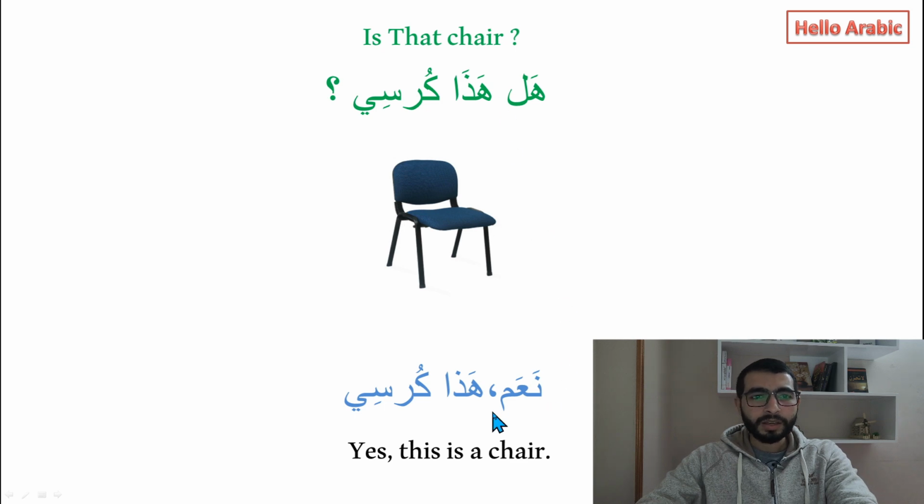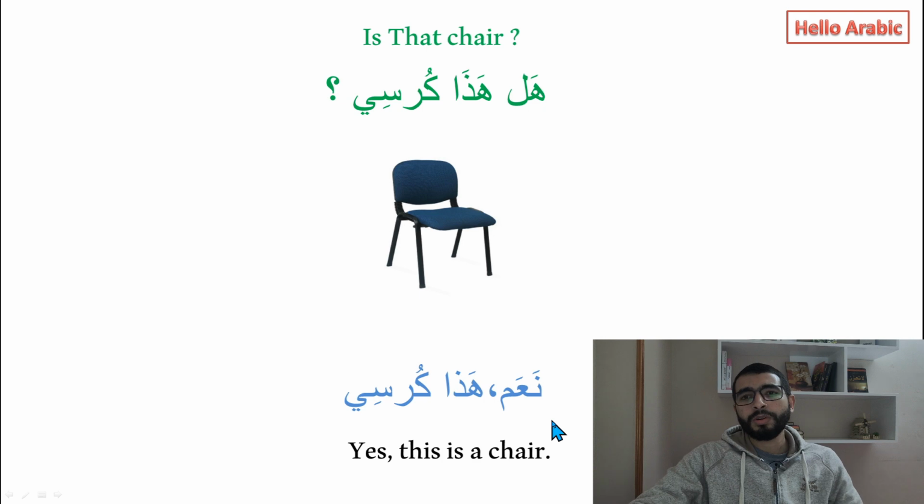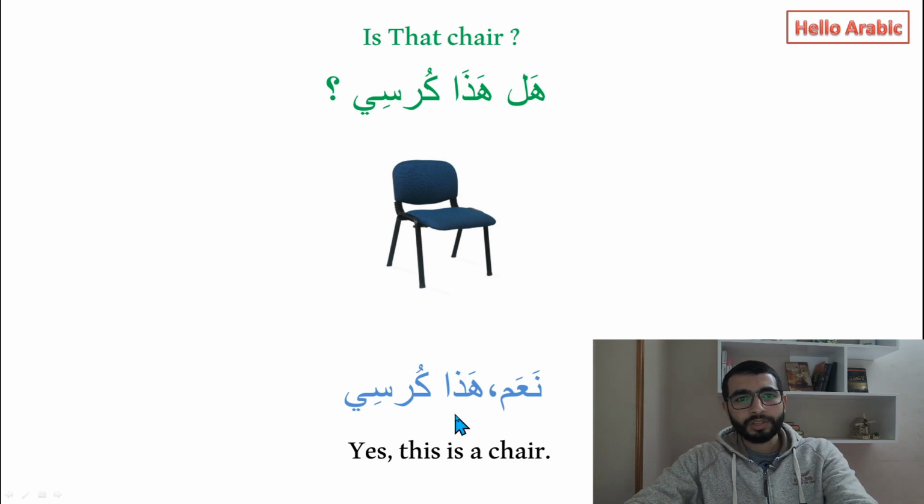نعم هذا كرسي. So, when I ask with هل, the answer automatically will be نعم or لا. Yes or no. So here he's asking a question: هل هذا كرسي? Is that a chair? The answer will be نعم. Yes, this is a chair.